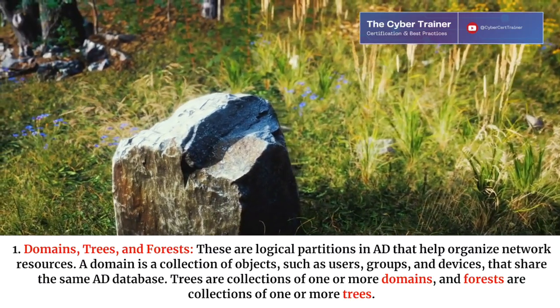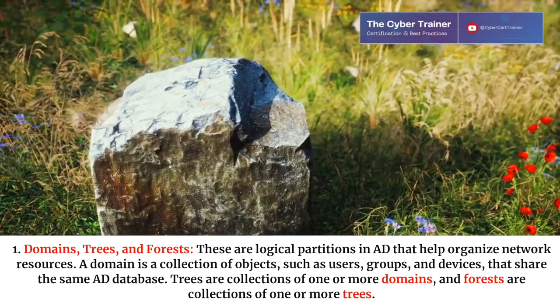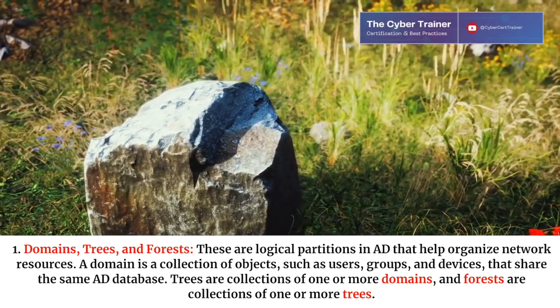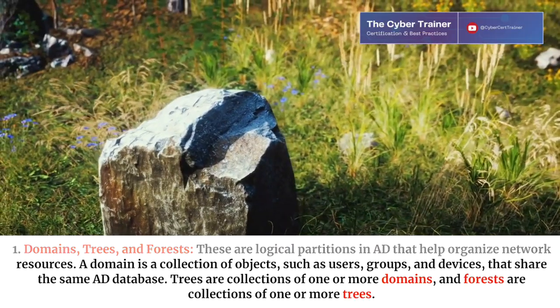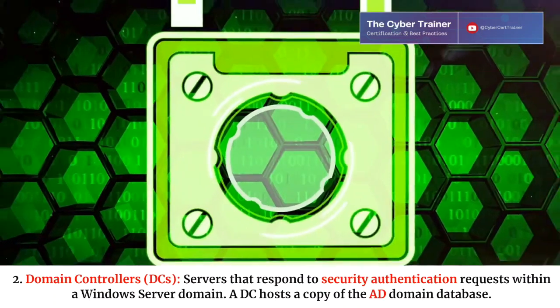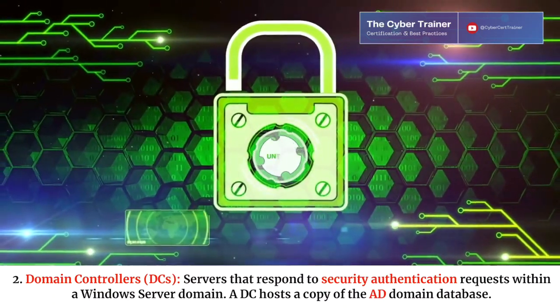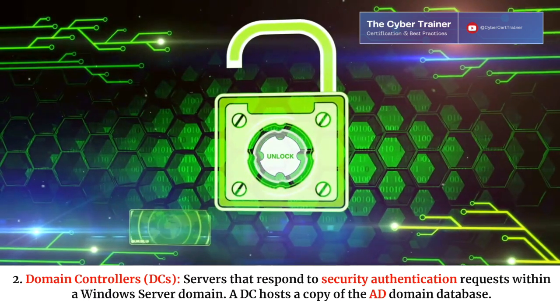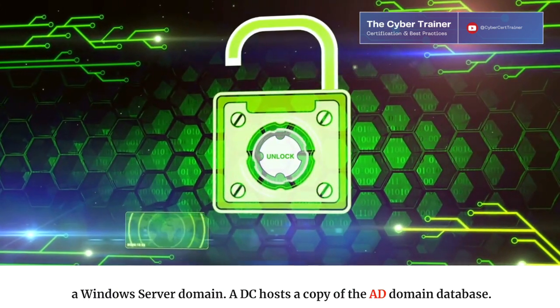A domain is a collection of objects, such as users, groups, and devices, that share the same AD database. Trees are collections of one or more domains, and forests are collections of one or more trees. 2. Domain controllers, DCs: servers that respond to security authentication requests within a Windows Server domain. A DC hosts a copy of the AD domain database.